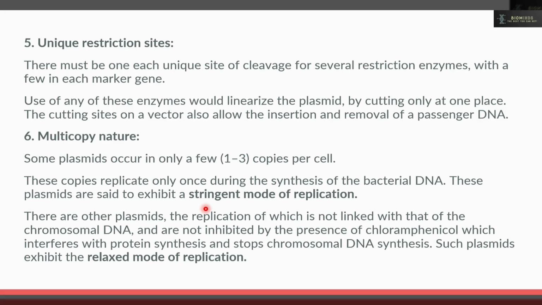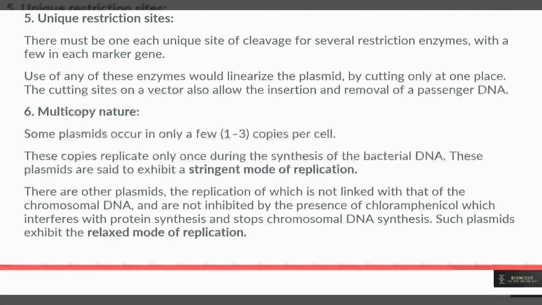Then we have two modes of replication: the stringent mode of replication and the relaxed mode of replication. In the stringent mode, the plasmid replication depends upon the bacterial replication. So only when the bacteria replicate will your plasmid be replicated. But in the relaxed mode, the plasmid replicates on its own, not depending upon the replication of the bacteria. The plasmids in the relaxed mode of replication are the ones we use for recombinant DNA.